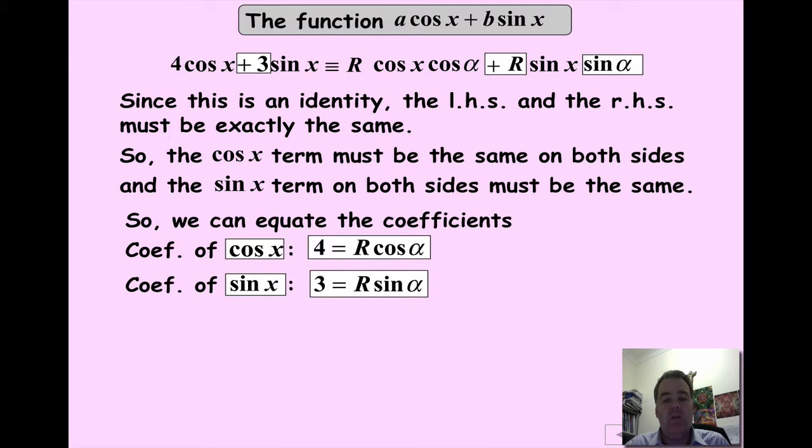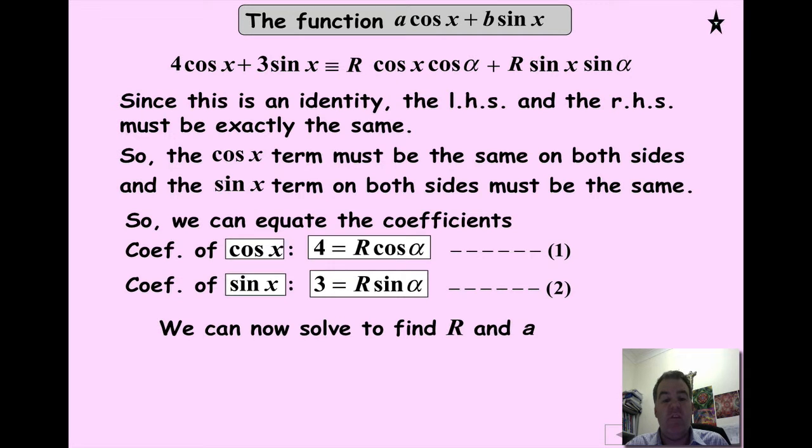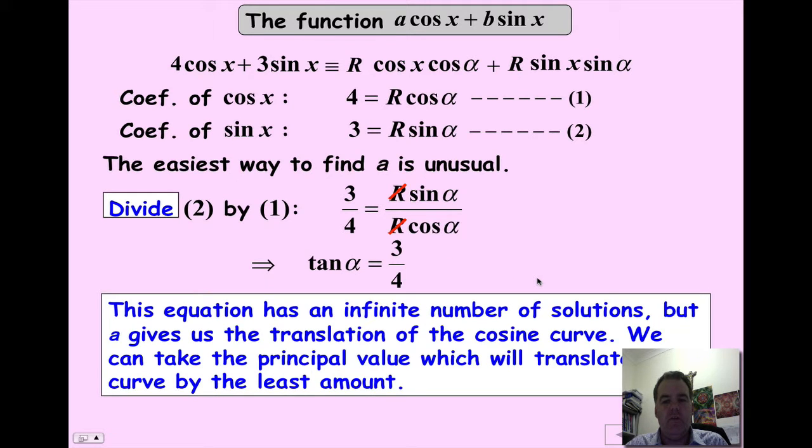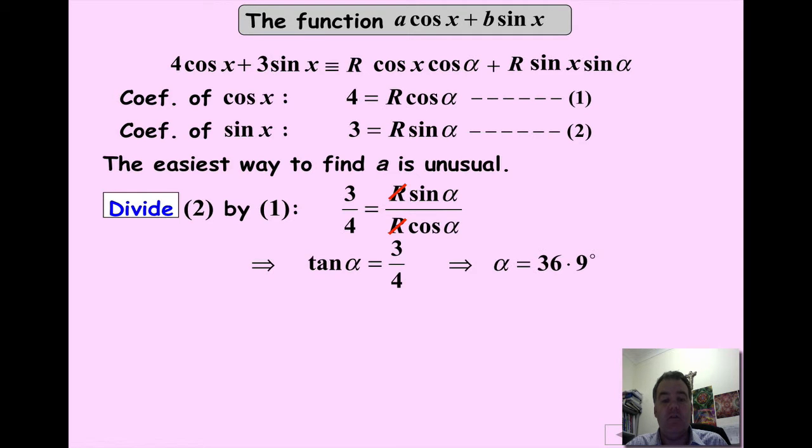Now we just need to solve these equations. There are two equations and two unknowns, and we're good at solving equations. For simultaneous equations, the easiest way here is just to divide. Divide the second equation by the first equation. Then the r's cancel nicely, and on the right hand side we get tan alpha. I wouldn't have divided the other way because then we would have had cot alpha, so it's easier to do sine divided by cos. So tan alpha is 3/4. There are infinitely many solutions to that, but we're just looking for the one between 0 and 90 normally, which in this case is 36.9.